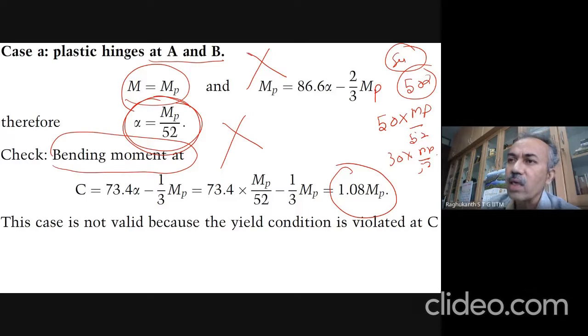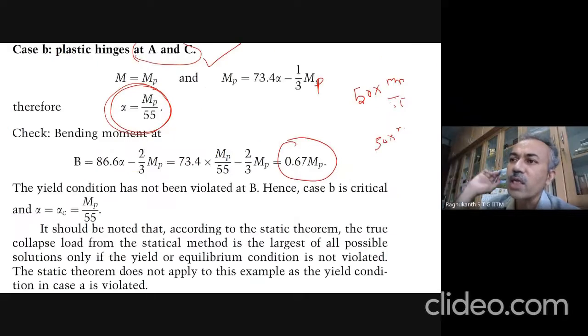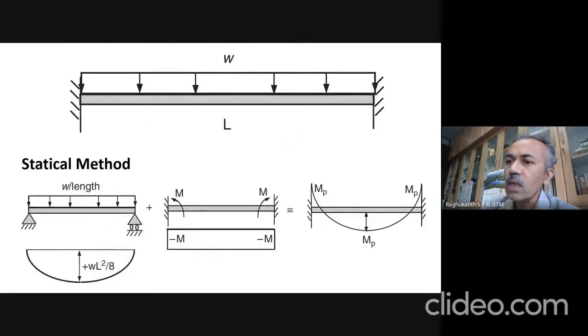Suppose you take a wrong assumption, let us say you assume hinges formed at A and B. You will get an alpha value, but when you check the bending moment at C, it turns out to be more than Mp, which violates your yield condition, because the yield condition says that at any point in your beam the bending moment cannot exceed Mp. So this condition gets violated. Now if you have plastic hinges at A and C, that condition gets satisfied. So you find out all possible cases, and then you take the lowest alpha value, and that is your collapse load.